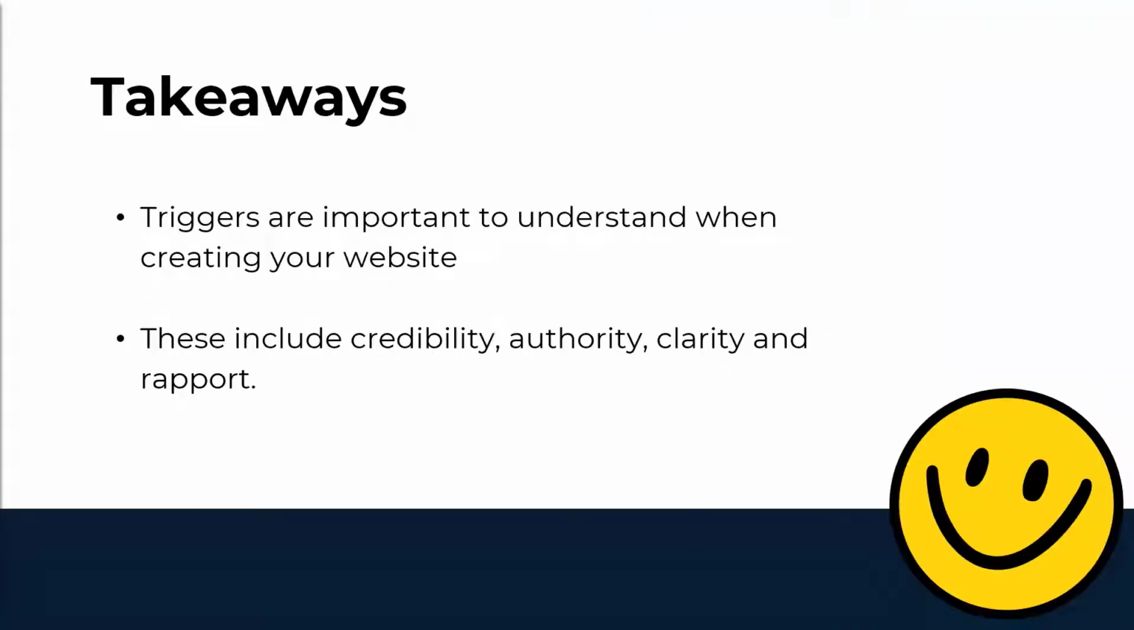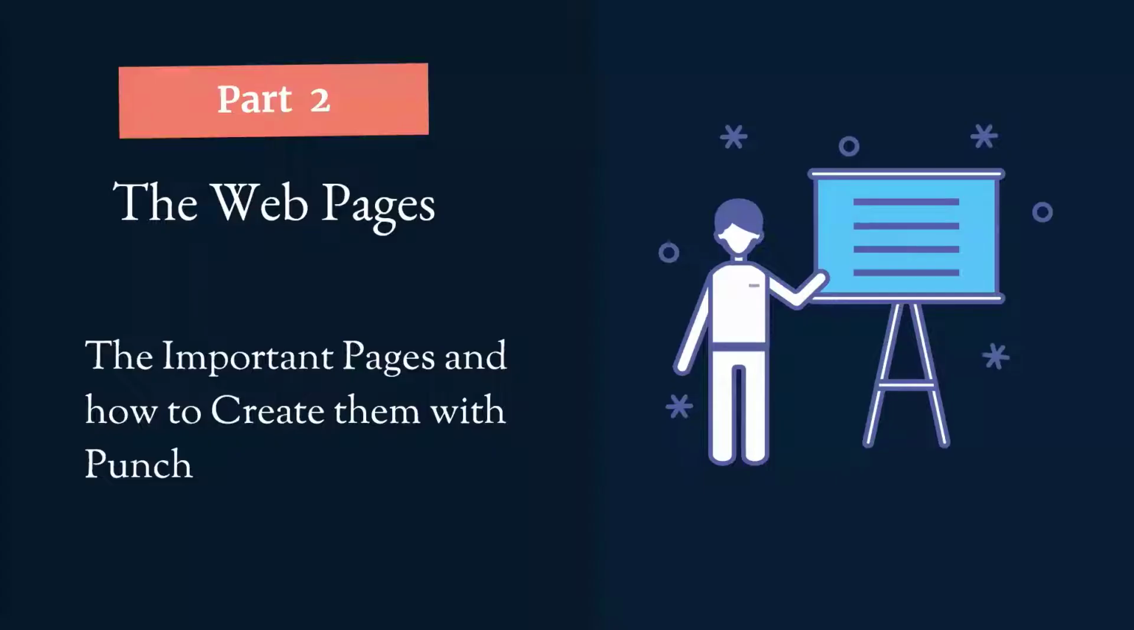So some takeaways from section 1, and we've got 2 more sections to cover, is that triggers are important to understand when creating a website, like authority as a trigger. And as well as authority, you've got credibility, clarity, and rapport. They're the things you really need to keep in mind when creating your website. So part 2, we're actually going to come on to the fun part of the presentation.